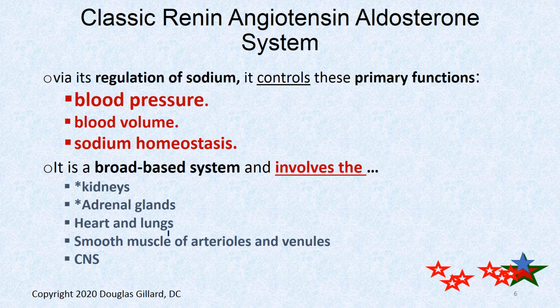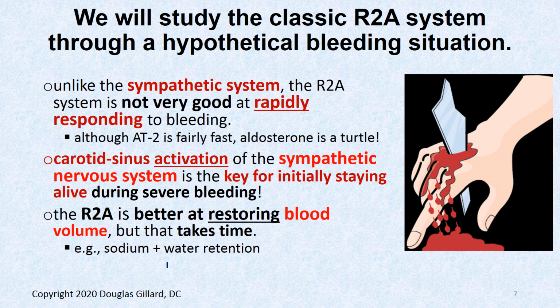The heart and lungs are affected by this. The arterioles and venules, this is how it controls blood pressure, controls the smooth muscle, can contract smooth muscle of these members of the microcirculation. It has effects in the brain as well, can make you thirsty, etc. We're going to study it.